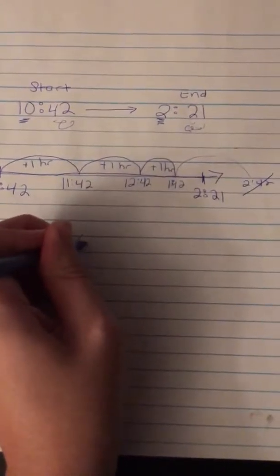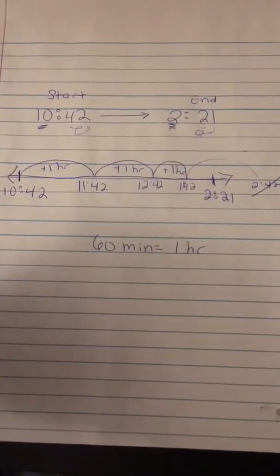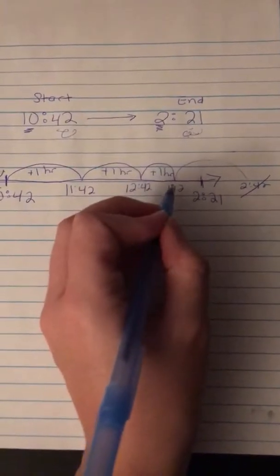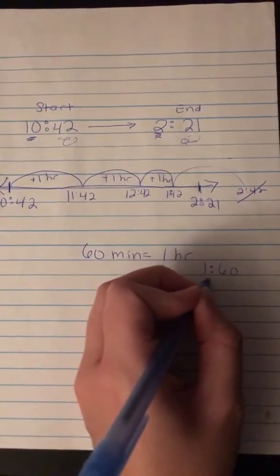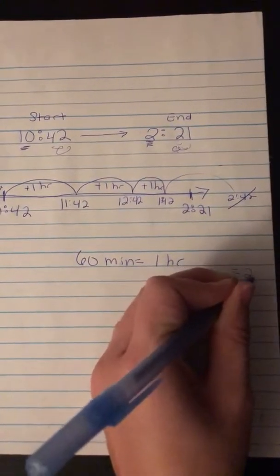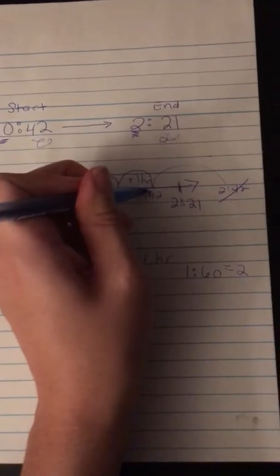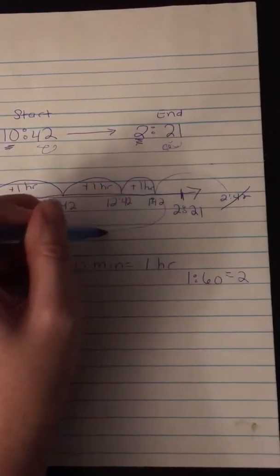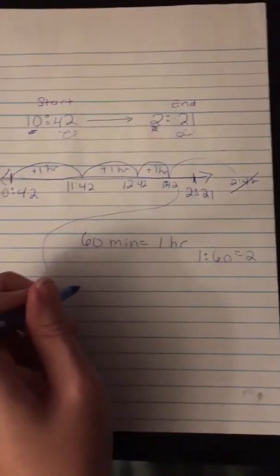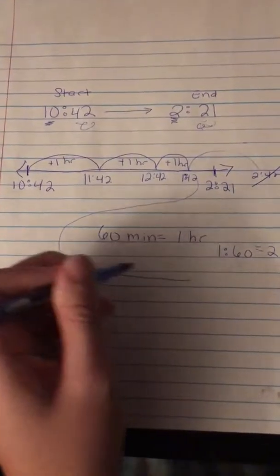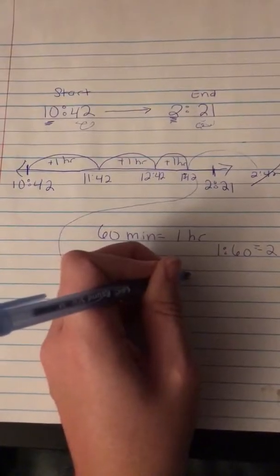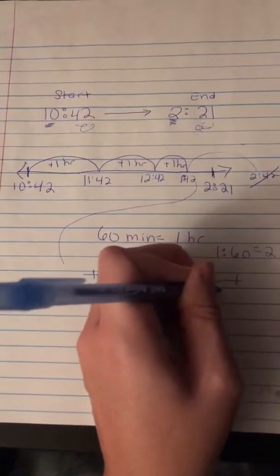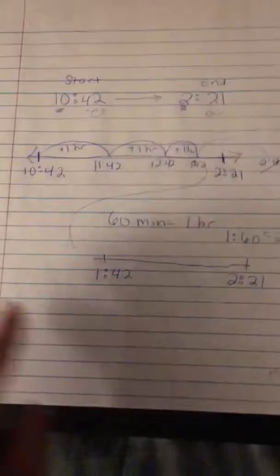All right, remember, there are 60 minutes in 1 hour. So that means that there's no such thing as 160. That becomes 2 o'clock. Okay? So I'm at 1:42. Let me draw a little arrow. And picture a magnifying glass. I'm zooming in here because I ran out of room. I'm at 1:42. Now I gotta get to 2:21.